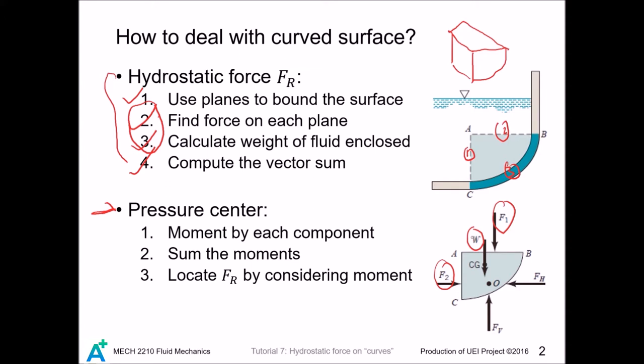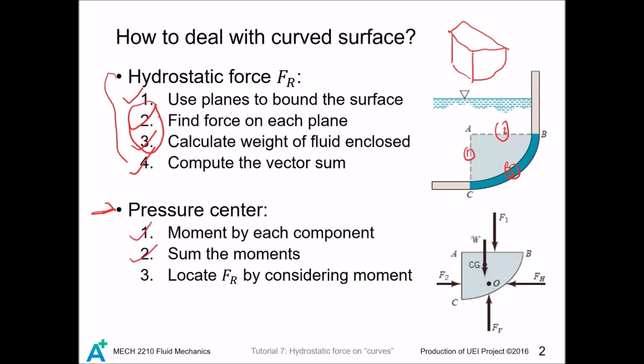First, we find the moment by each component about an arbitrary point, say point B here. That is, we have to find the moment arms first, that is this length, and this length. Then we calculate the moment by each vector, that is like this, and like this. Then we have to sum the moment found in 1.